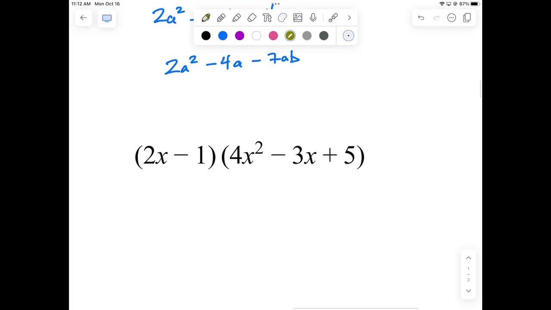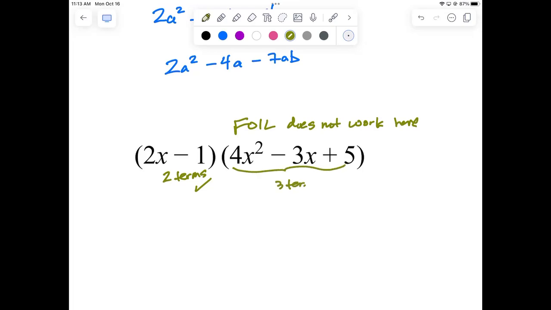All right, now over here, let's look at this. Does foiling work here? FOIL does not work here. Why not? Here's 2 terms. This one's good. 2 terms, that works, but what is this guy? 3 terms. Uh-oh, that's no good. FOIL only works for 2 terms times 2 terms.